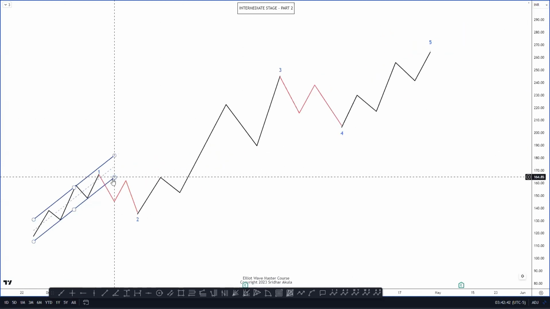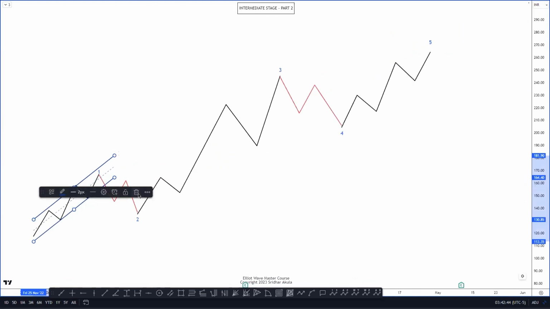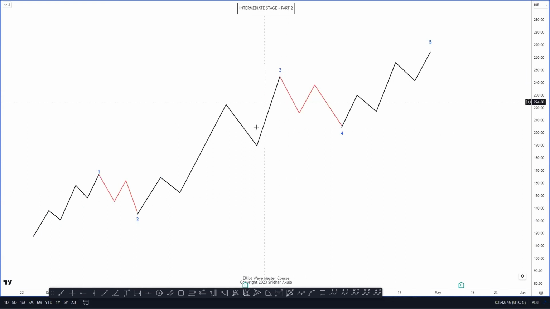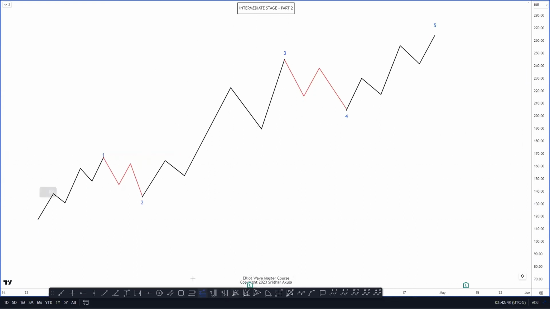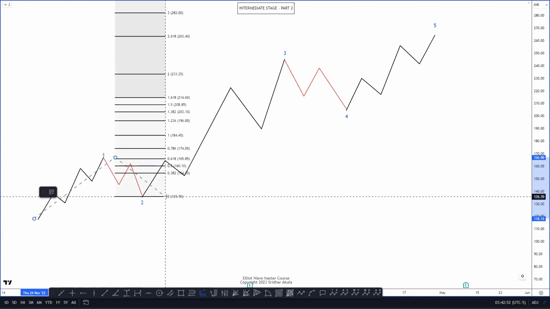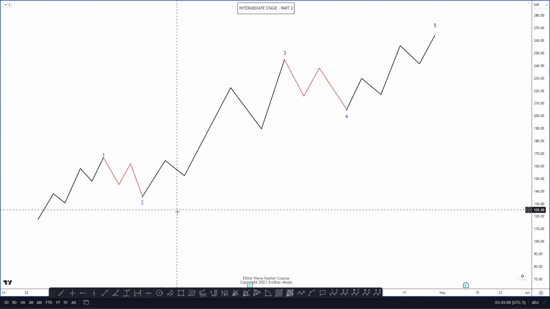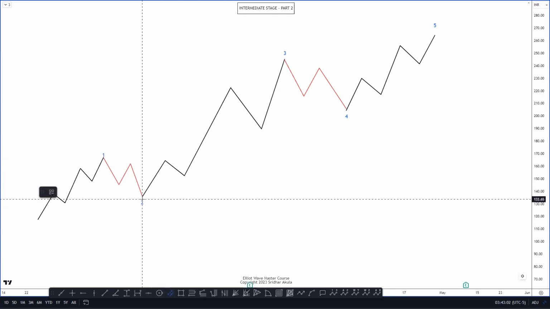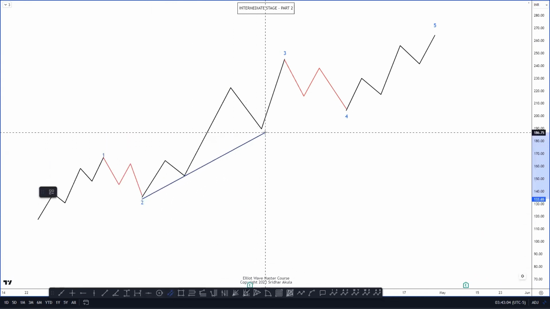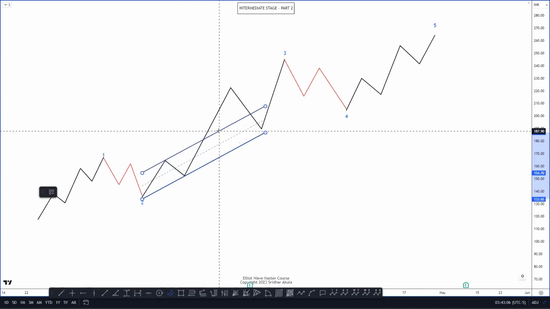Now, after this, what you're doing, you are trying to calculate wave 3. Like you already know, Fibonacci we are not using to calculate wave 3. We want to first find wave 3.3 in the market. So what can you do? You can extend using your parallel channel line first thing.